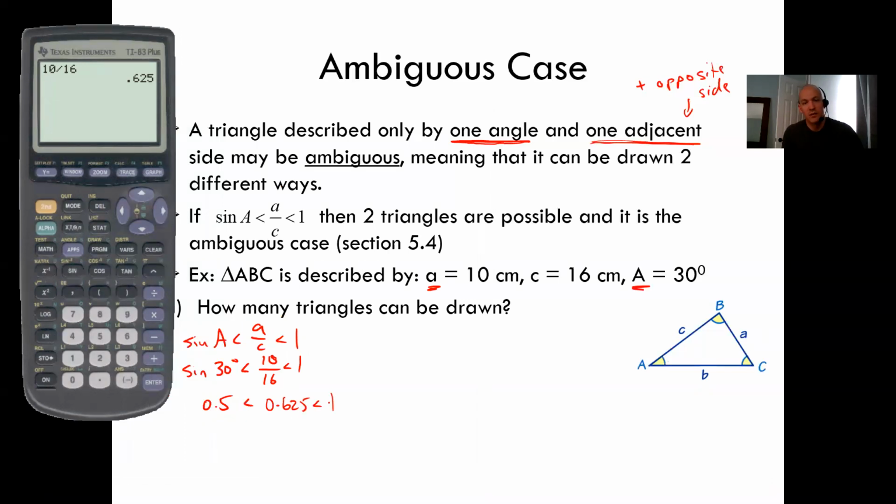It's bigger than 0.5, it's less than 1, and that means we can therefore say two triangles can be drawn. Nifty. All right, so that's how we can use it.